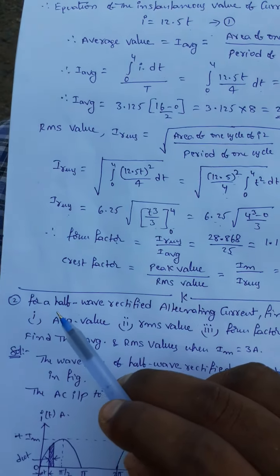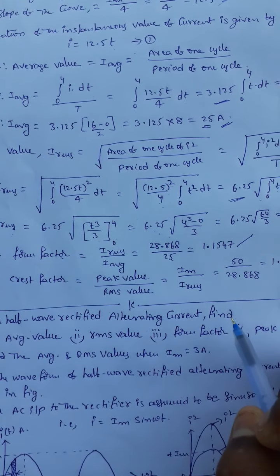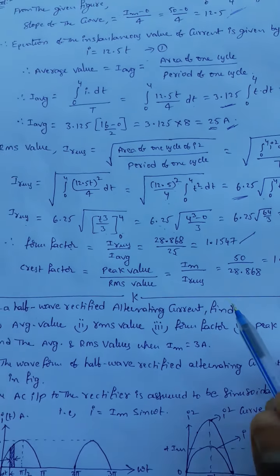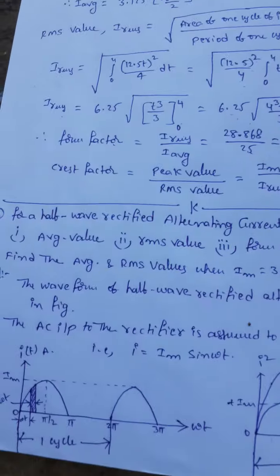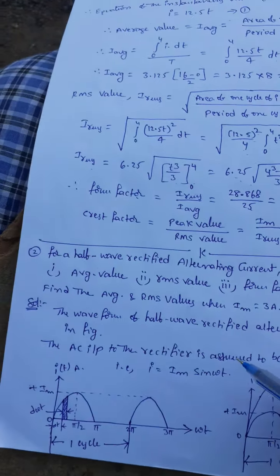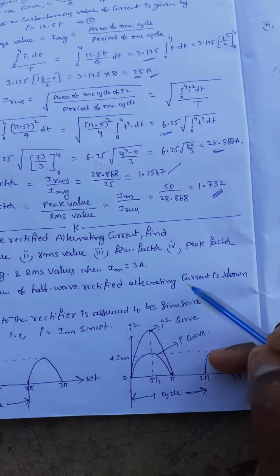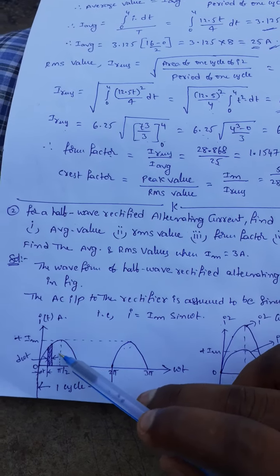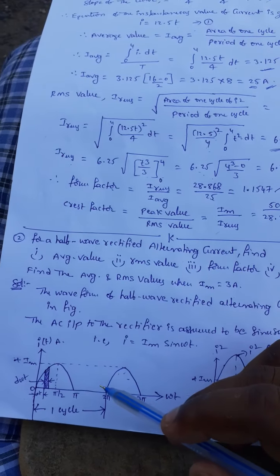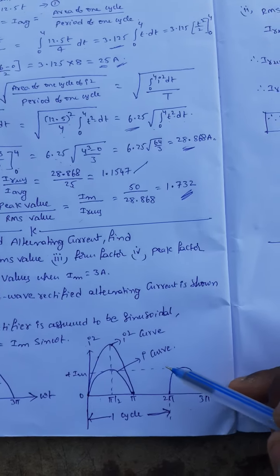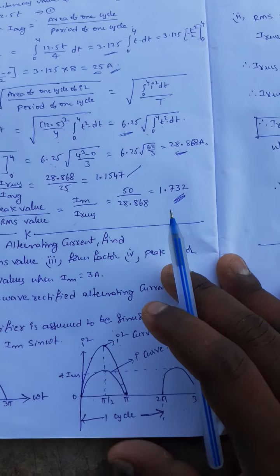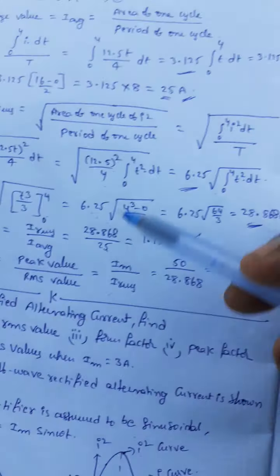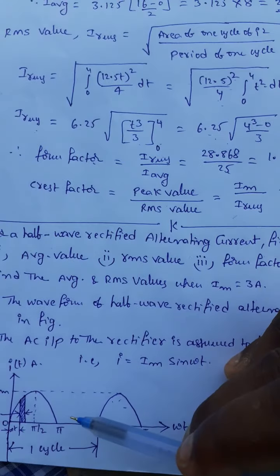Next, second, we will discuss, for a half wave rectified alternating current, finding the average value, RMS value, form factor and peak factor. The waveform for half wave rectified alternating current is shown here. This is the output of the half wave rectifier circuit, and this is the i square curve. First we have to find the average value from figure 1, that means from this figure.